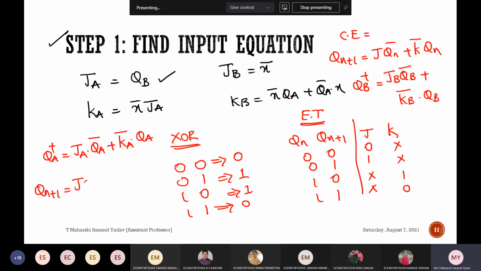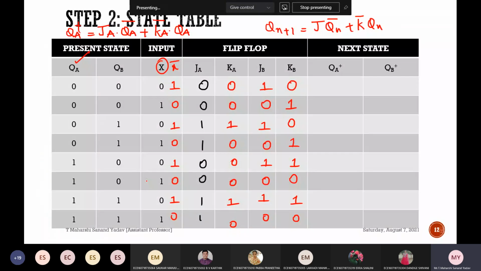Qn plus 1 is equal to J Qn bar plus K bar Qn. Suppose it is A, simply remove this n plus 1 and write A here. So here A, here also A. This one becomes KA followed by QA. If it is B, replace it with B. Now by using this particular equation, try to fill this column. Tell me the answers for QA plus and QB plus. You have to try or else you won't get it.